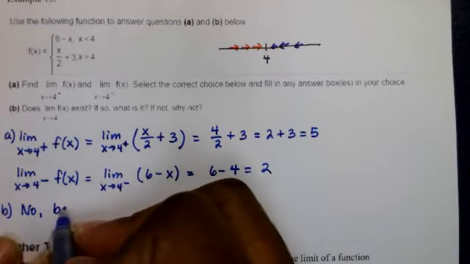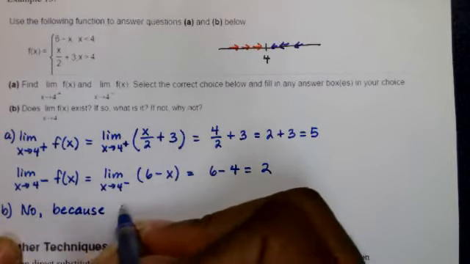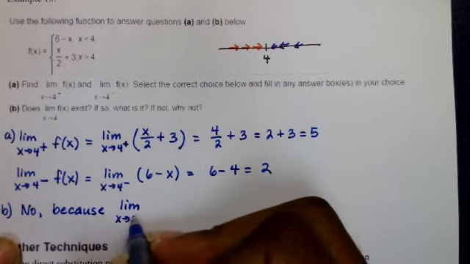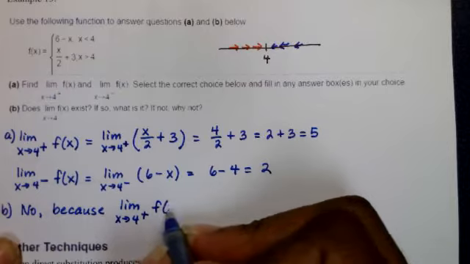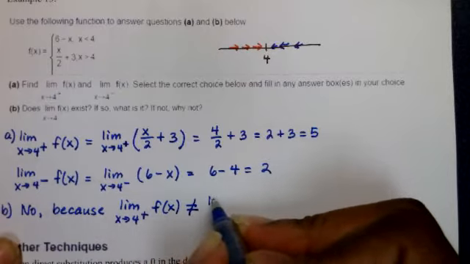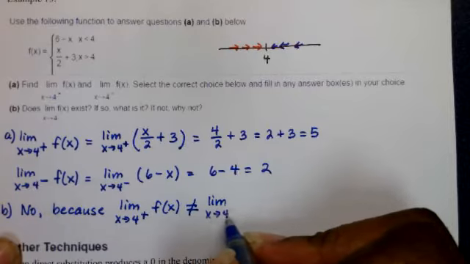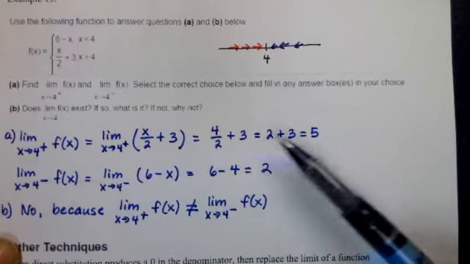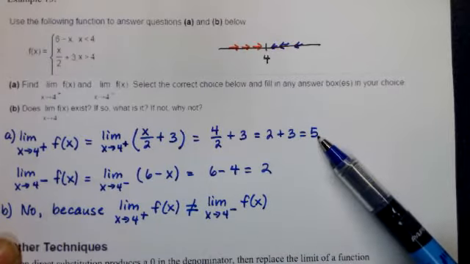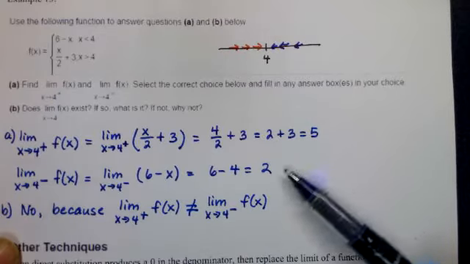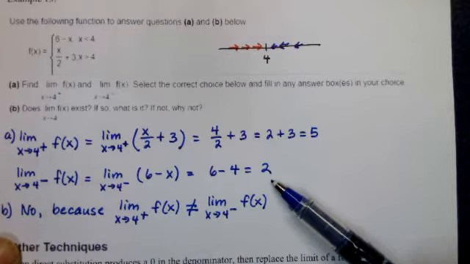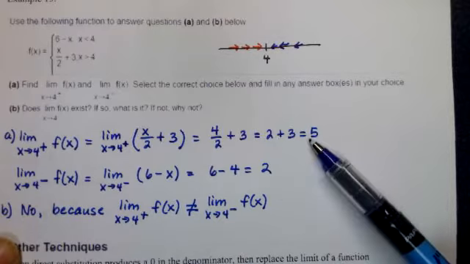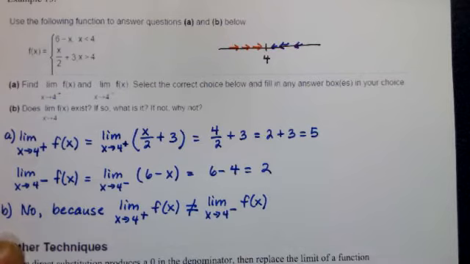And that is because the limit as x approaches 4 to the right of f of x is not the same as the limit as x approaches 4 from the left of f of x. The limit as x approaches 4 from the right is 5, and the limit as x approaches 4 from the left of that function is 2. They're not the same. So that limit does not exist as x approaches 4.